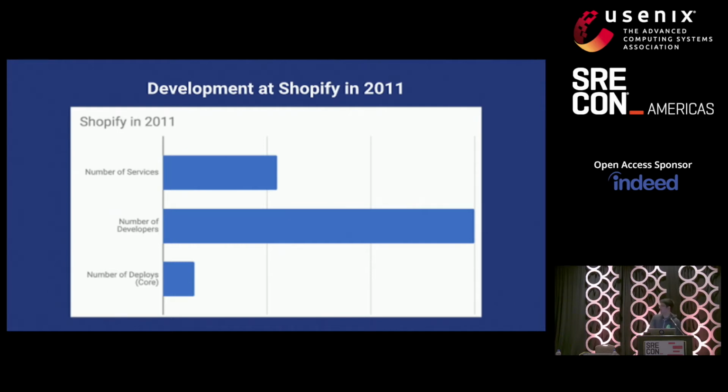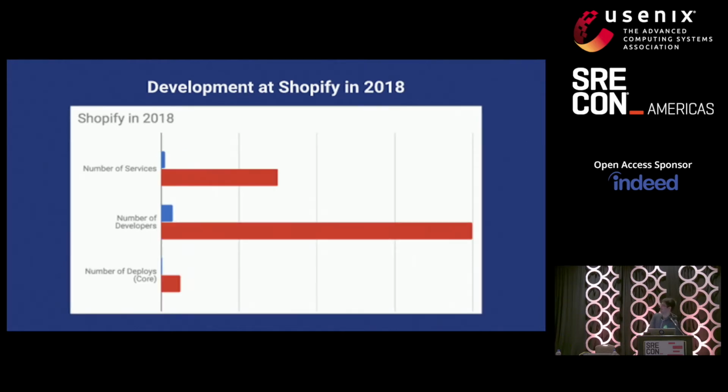Now this looks fairly drastically different in 2018. We went from just having about 10 or 11 services to having more than 400, from tens of developers to hundreds of developers. And the core monolith that was being deployed only about 3 times a day is now deployed more than 50 times a day. And accounting for all the other services that also run at Shopify, this is drastic. It crosses 200 deploys a day depending on the day itself.